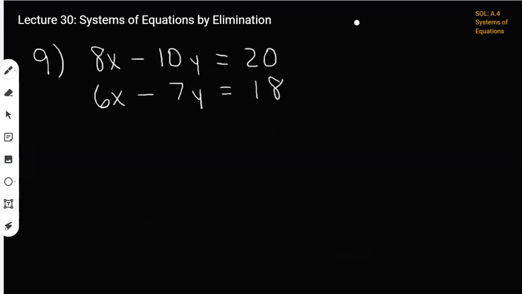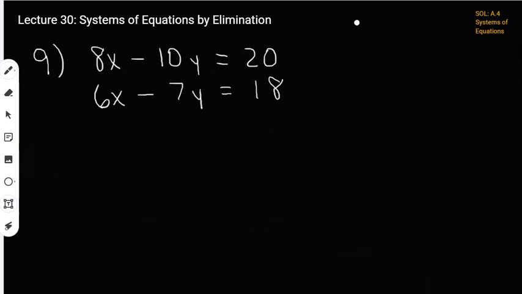So notice as it stands right now, none of the numbers match up. The x numbers don't match up. I've got 8 and 6. But the y numbers don't match up either. I've got negative 10 and negative 7. So what I need to do is multiply one of the lines or both of the lines by a number so that the numbers actually match up.